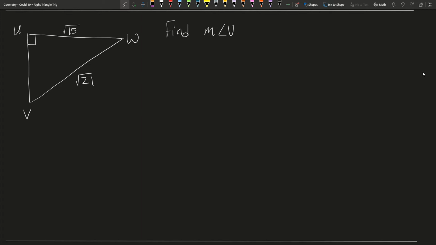Okay, so from here I have an example directly from the homework. Given this right triangle with sides square root of 21 and square root of 15, we want to find the measure of angle V, and that is a V, not a U. And I believe the directions said to round to the nearest tenth.